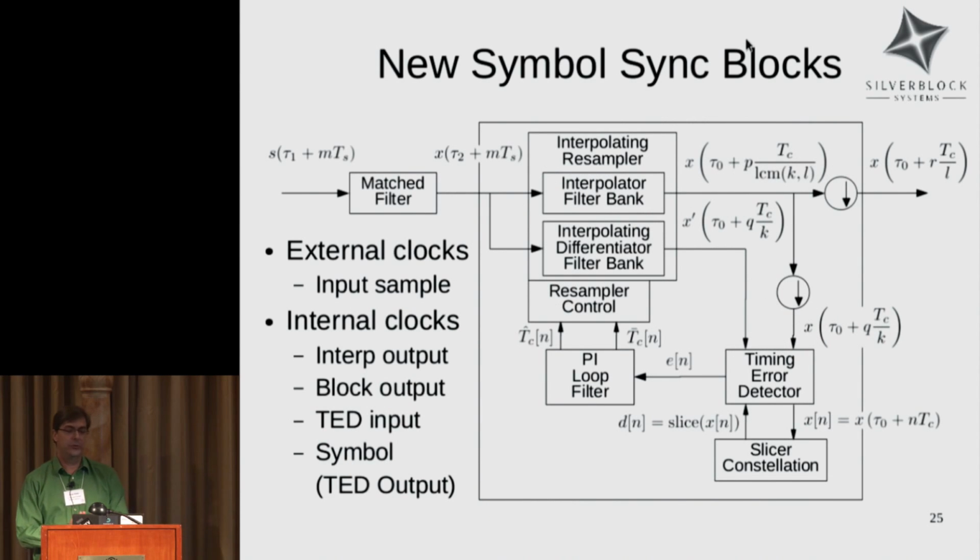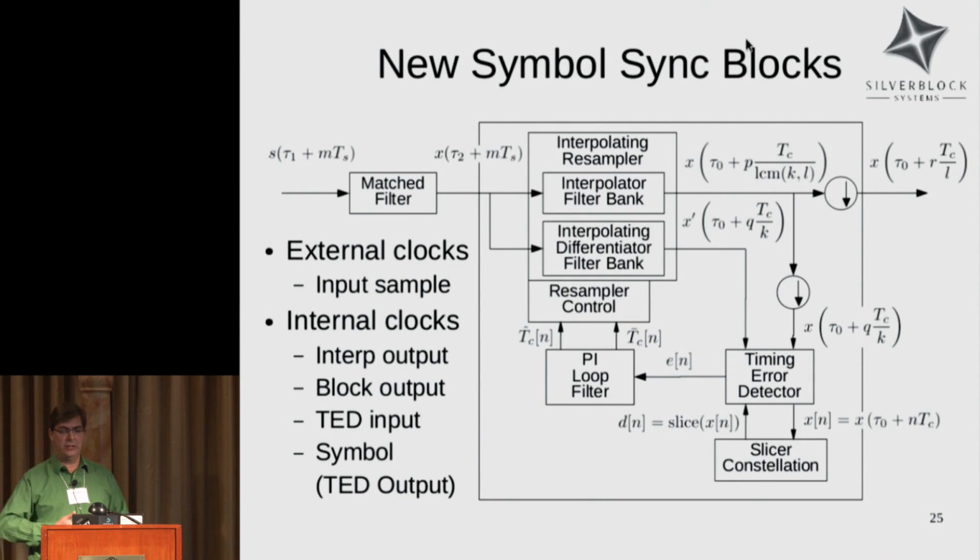So this is the actual cleaned up drawing of that design drawing you saw. This is the actual architecture of the new blocks. This is, again, sort of a superset drawing. If you don't need a slicer constellation for your timing error detector, it's not used. If you don't need a derivative signal, the interpolating differentiator filter bank isn't used. If you're pulling the matched filter into the filter bank, you don't need the one outside.